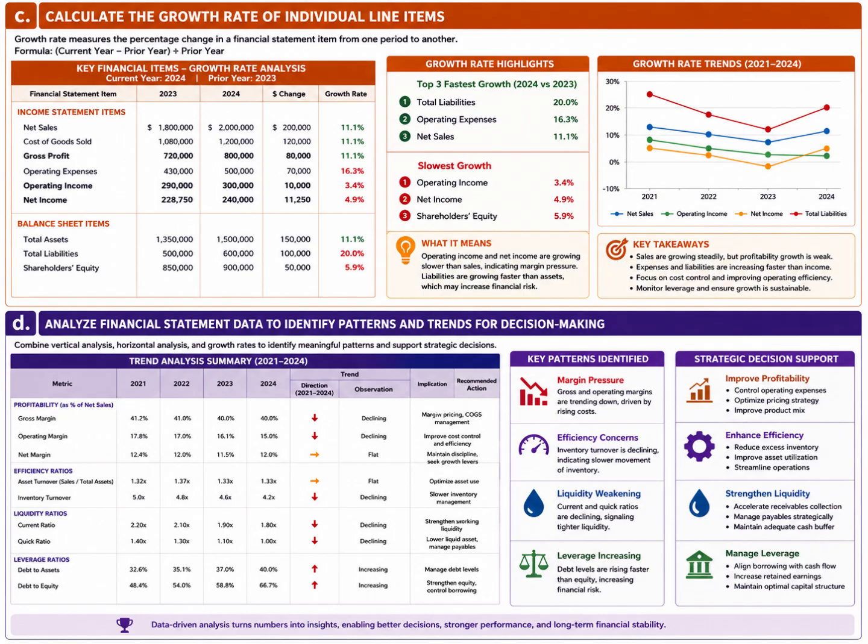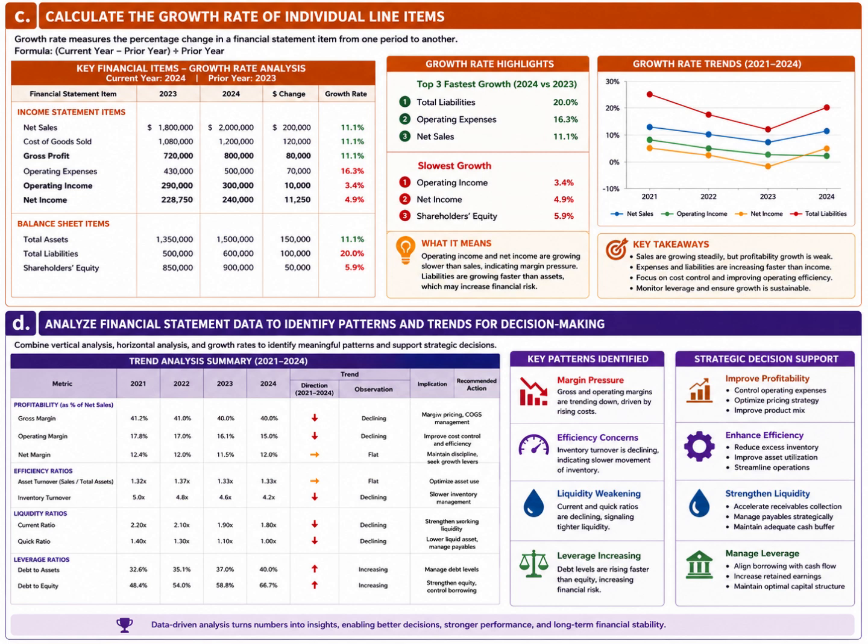C. Calculate the growth rate of individual line items. Growth rate measures the percentage change in a financial statement item from one period to another. This metric helps evaluate performance momentum and operational scalability. Analyzing individual line item growth provides deeper insight than overall revenue growth alone.